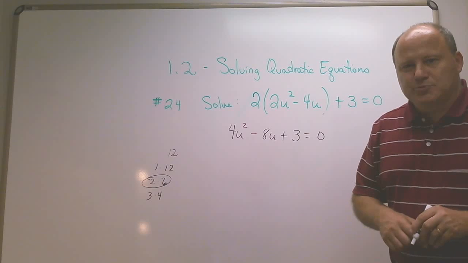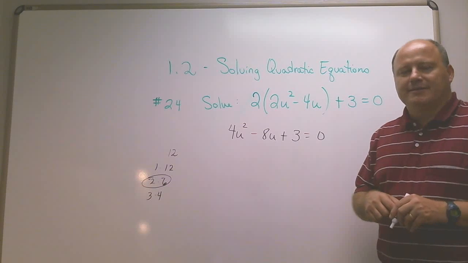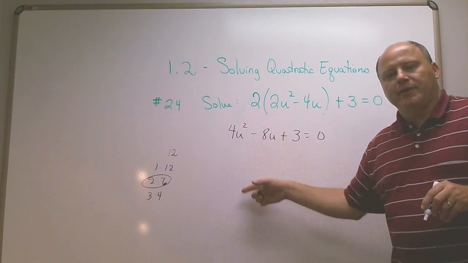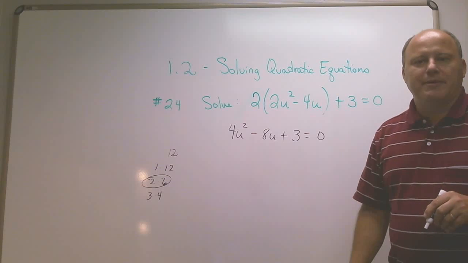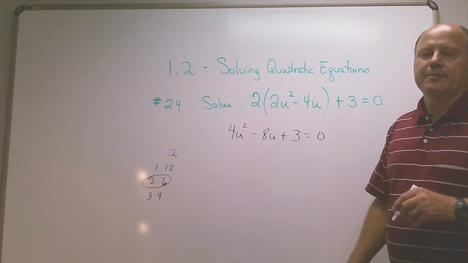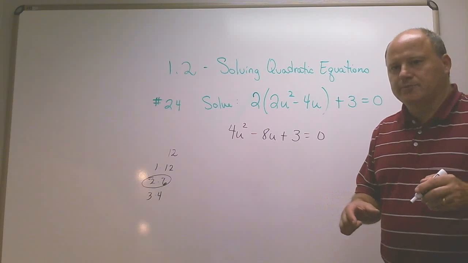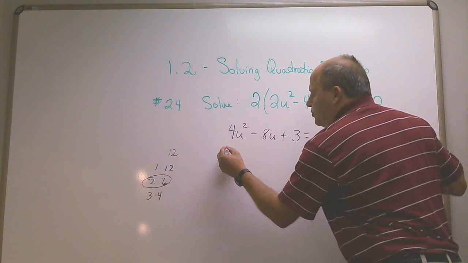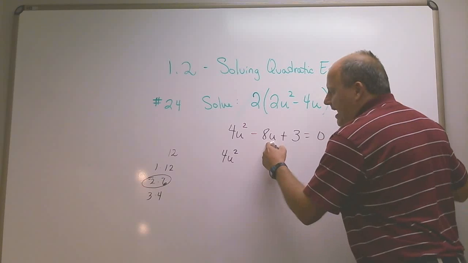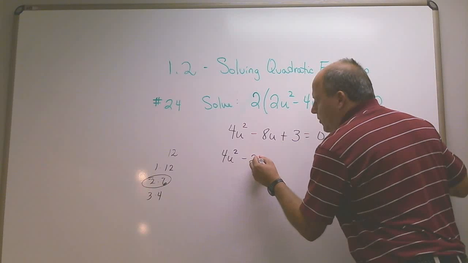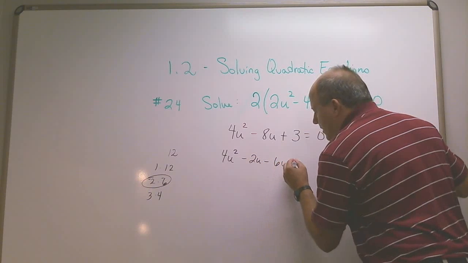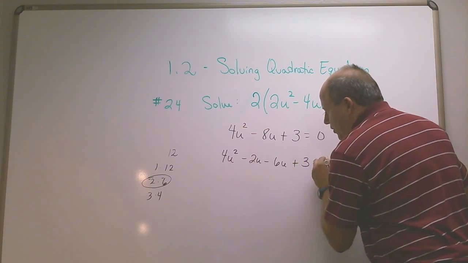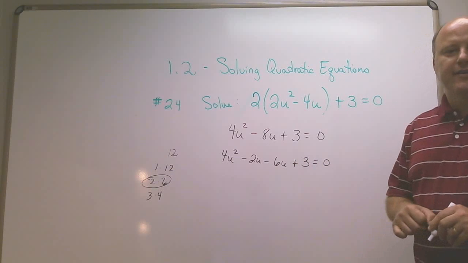And again, I don't do it this way normally. If I'm doing it myself, I would just sit here tinkering with it until I figure out which combination gives the negative 8u in the middle. But I'm just showing this for those people who are used to the AC method. So you have 4u squared minus 8u is the same thing as negative 2u minus 6u. So that's how that works.